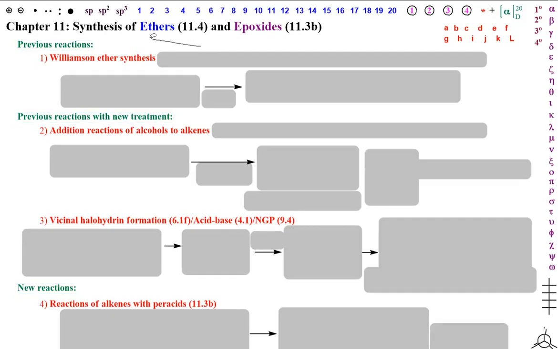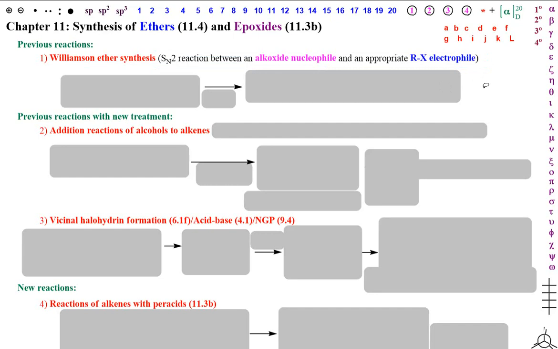In this video, we're going to explore the synthesis of ethers and those cyclic triangular ethers known as epoxides. We're going to look at some old stuff and some new stuff. Williamson ether synthesis, we did an SN2 reaction with an alkoxide nucleophile, that is R attached to O-, an appropriate carbon with a leaving group, we call that RX.